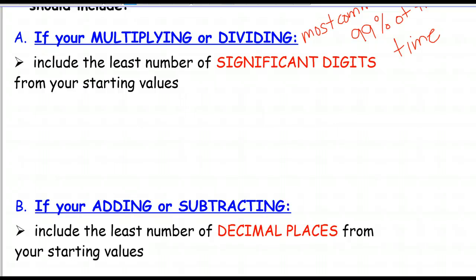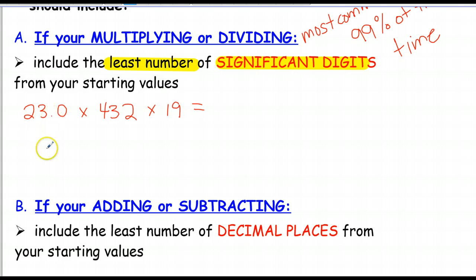So if you're multiplying and dividing, the rule states that your final answer should include the least number of significant digits from your starting values, whatever your given values are, the numbers that they supply you with to put into your formulas. You look at those. So let's just say we had a word problem, and the numbers they gave us were 23.0 times 432 times 19, and we were multiplying them. There's a decimal point here.